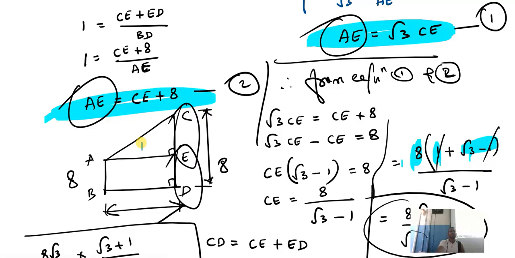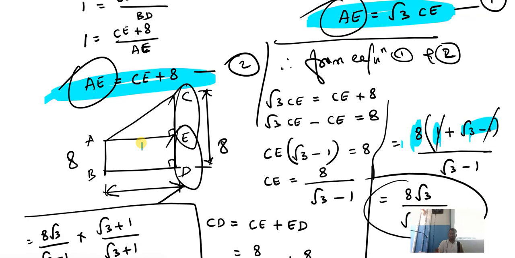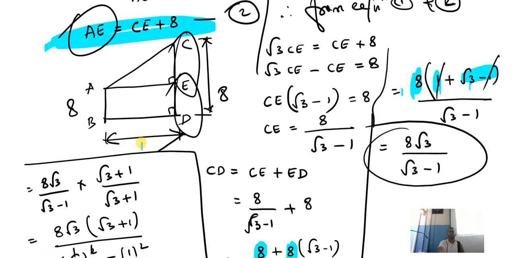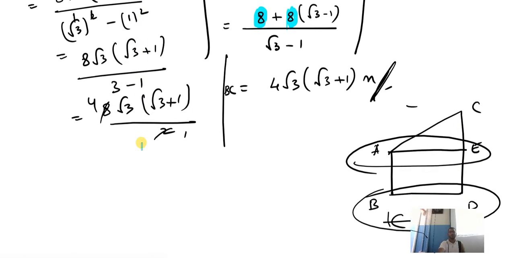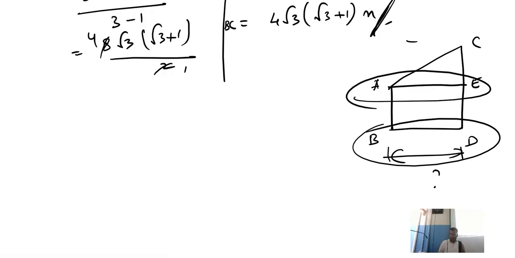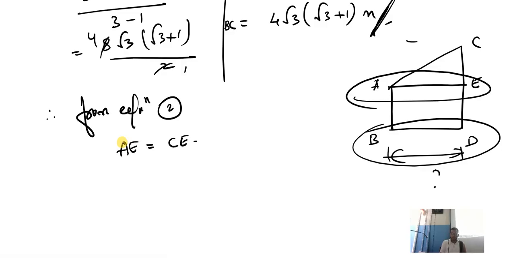Okay. AE is equal to CE plus 8. So now what I am going to write here. Therefore, from equation 2, AE is equal to CE plus 8. Correct? Correct, no? Yes.